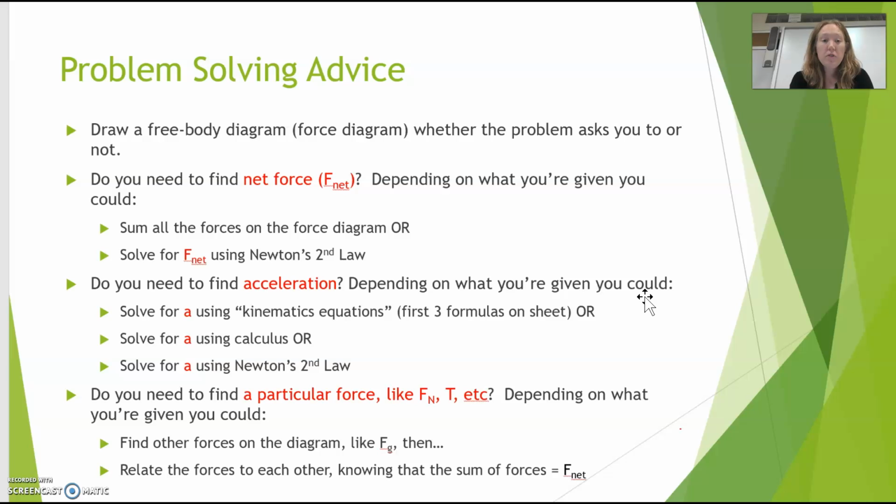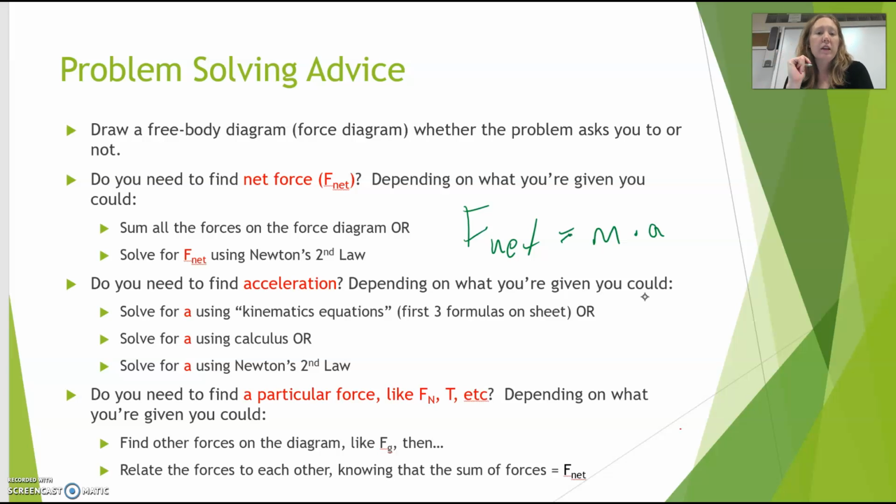Now, when we get to problem solving, you're going to draw the free body diagram. Then here are some pieces of advice. You can ask yourself, do I have enough information to solve for net force? There are two ways to get that: add up all the forces on the free body diagram, or, if I don't have them all, use F net equals mass times acceleration, which is a rewrite of Newton's second law.